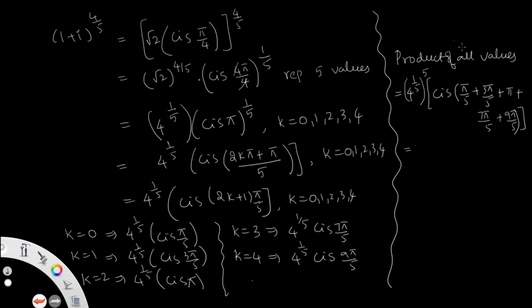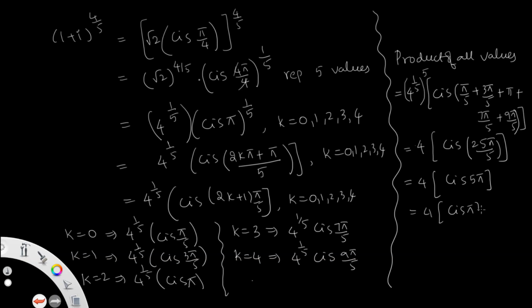That is why it becomes 4 into cis of the total of the angles we can add: 9, 16, 25, so 25 pi by 5. So that is 4 into cis 5 pi. Cis 5 pi is nothing but 4 into cis pi whole to the power of 5. Cis pi is nothing but minus 1. Minus 1 whole to the power of 5, that is nothing but minus 4.